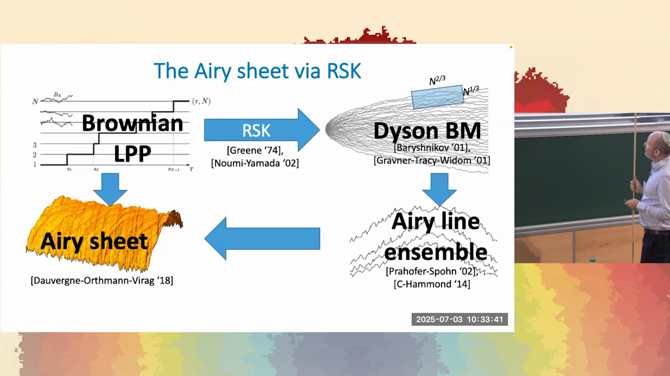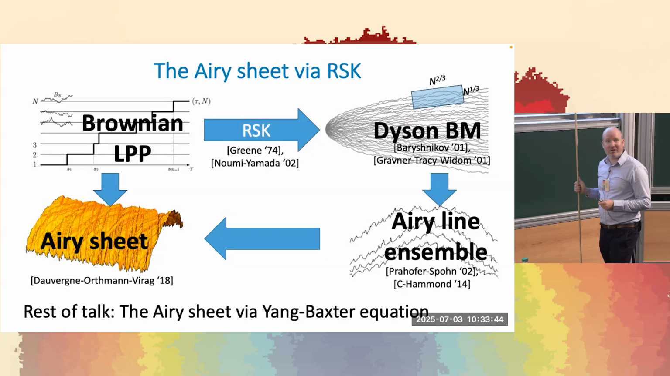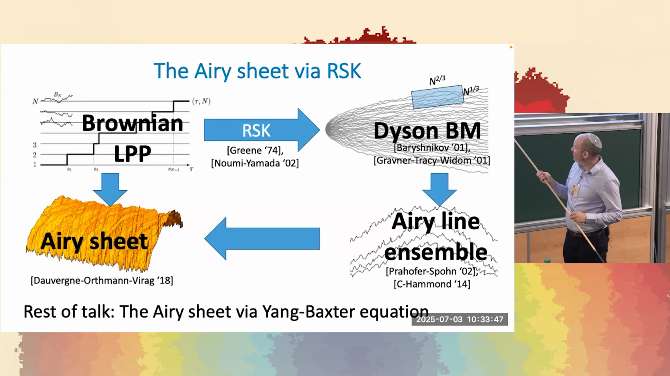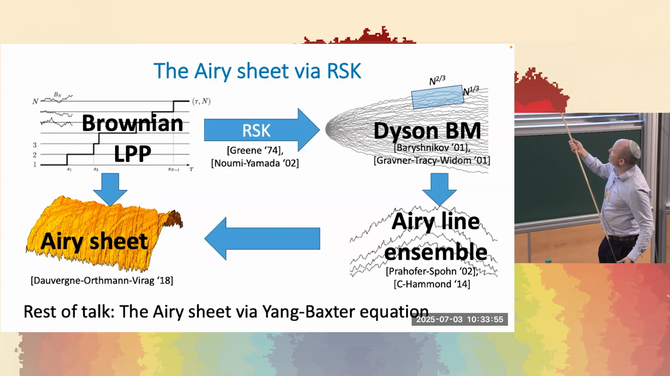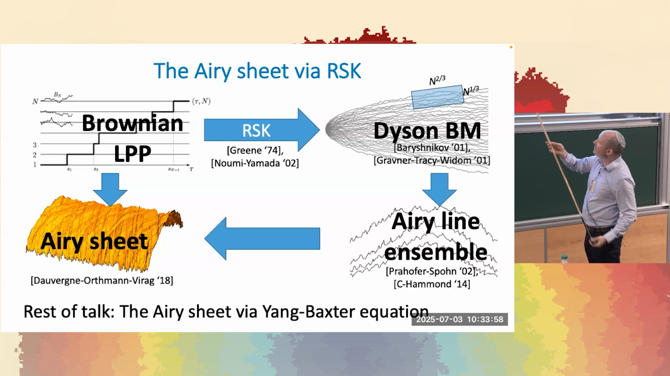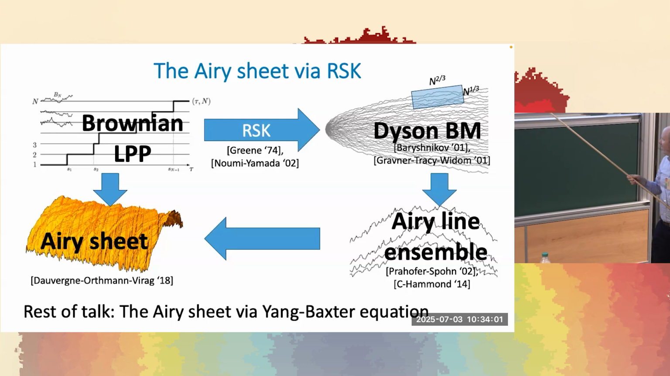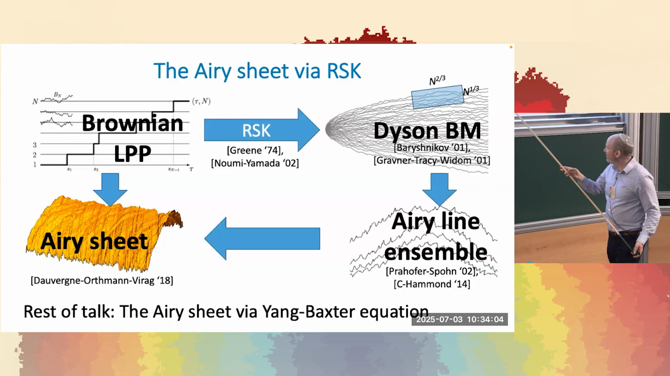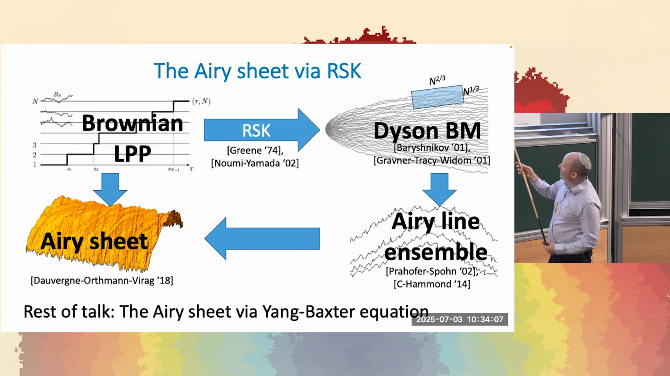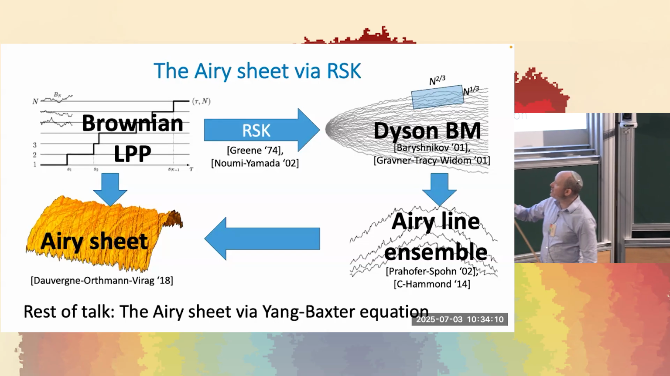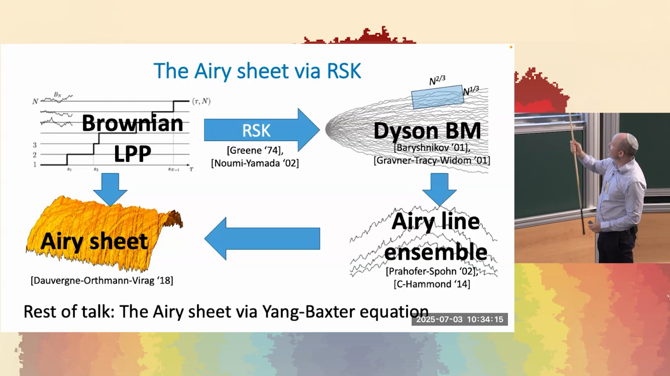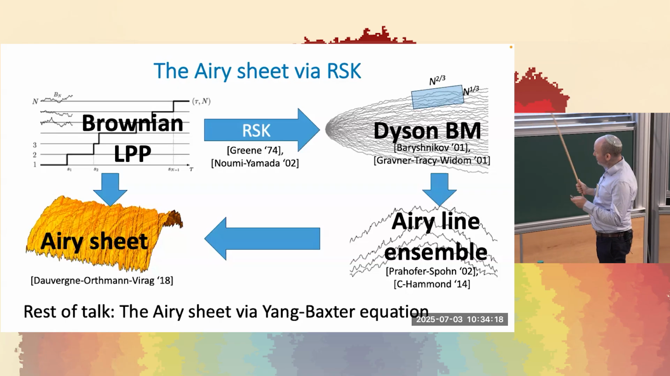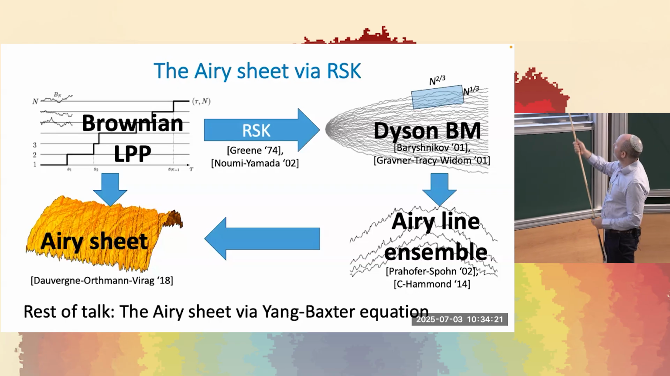So I want to, let's see. The rest of the talk, however long that may be, I'm going to explain to you how you can do this for any model that's solvable by the Yang-Baxter equation. To be clear, there is a very small set of models that are solvable by RSK, and a much larger set of models that are solvable by Yang-Baxter. And so I'll explain how the Yang-Baxter equation provides a mechanism for proving convergence to the Airy sheet. The idea will be somewhat similar in the overarching structure, but the role will now be played by Yang-Baxter, and of course the complexity of various limits will be much harder.